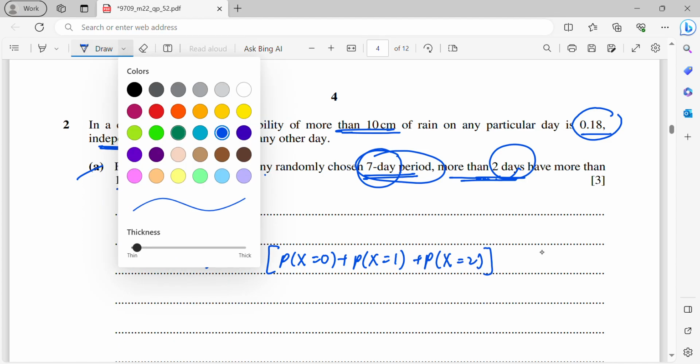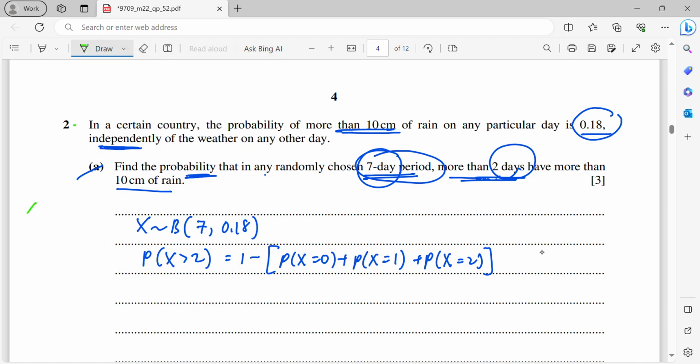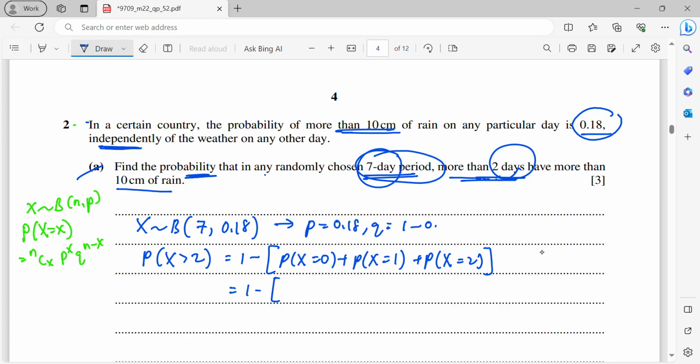Okay, so for your information, for the binomial distribution, X is binomial and the probability P(X = x) is nCx p^x q^(n−x). Then from here I will be getting 1 minus. Now, from this distribution, p is 0.18 and q is 1 minus 0.18, which is 0.82. So if P(X = 0), that means no success, all failures: 0.82 to the power of 7.